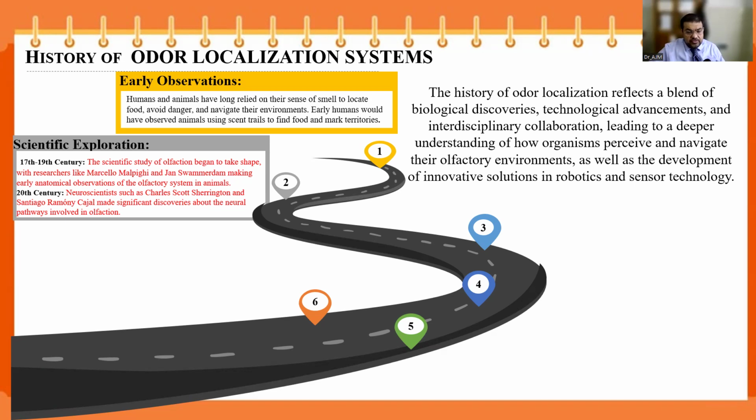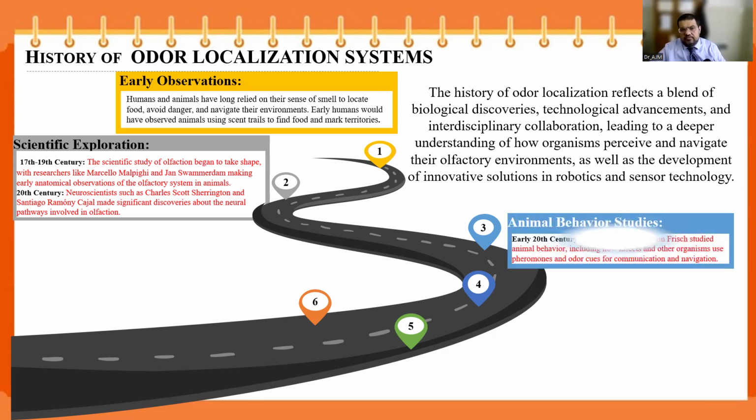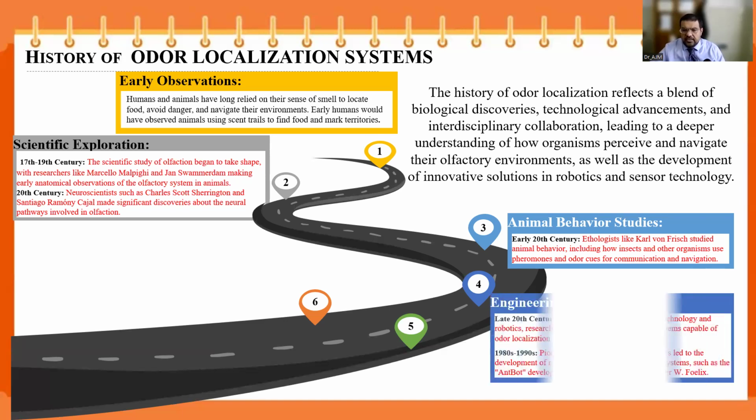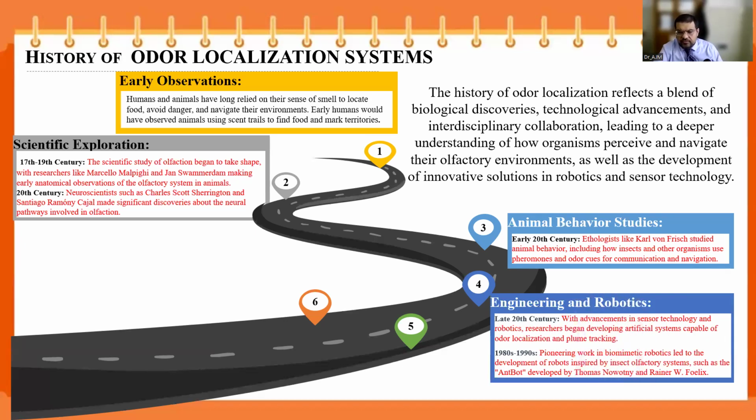In the 20th century, we had some significant discoveries about the natural shape of odor localization. Then, from the early 20th century, we find some animal behavior studies, and we try to replicate them. Then engineering and robots came from 1990, especially the ant bot, which Thomas made as a pioneering robot to do the odor localization job.